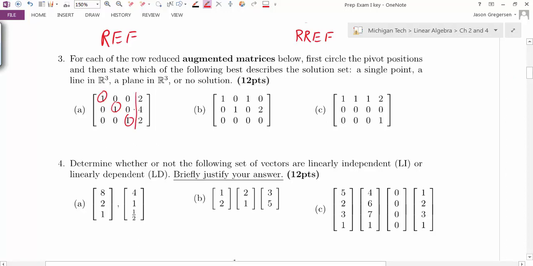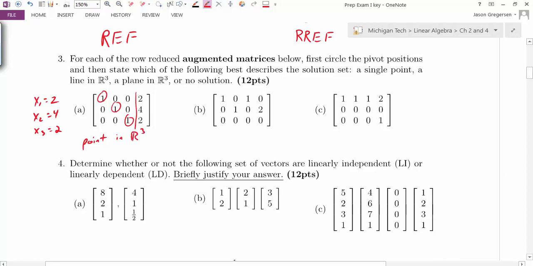In this case, because I have a pivot position for each row, I can see that if I wanted to write out the solutions, it would be exactly x1 equals 2, x2 equals 4, and x3 equals 2. And so these values are fixed. This is just one point in 3-space. Now, instead of calling them x1, x2, x3, I could think of them as x, y, z in the 3-dimensional coordinate system. And the only values for x, y, and z, or x1, x2, x3 in this case, are 2, 4, and 2. Just that point. So this would be a point in R3.